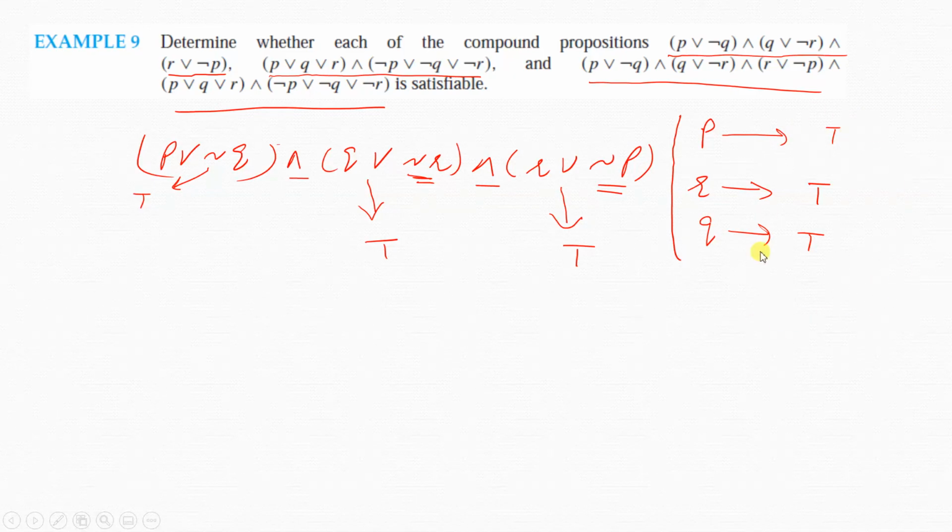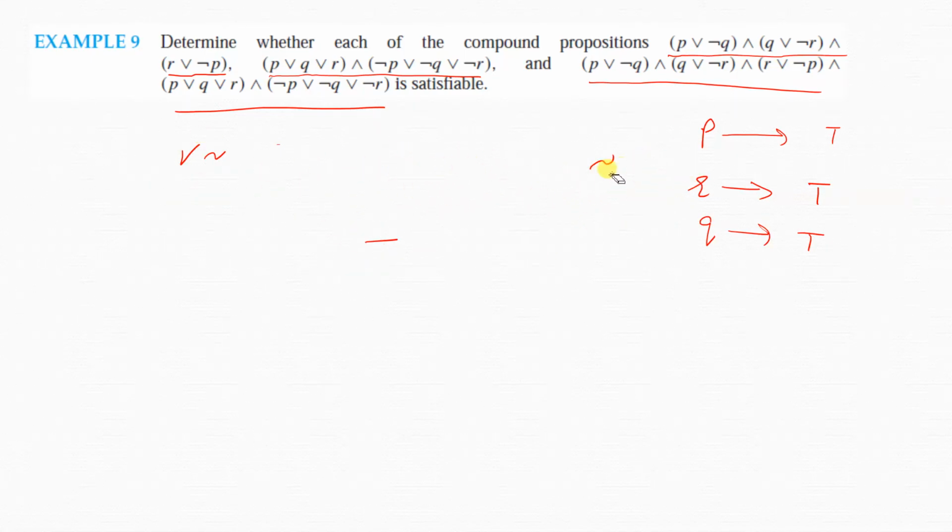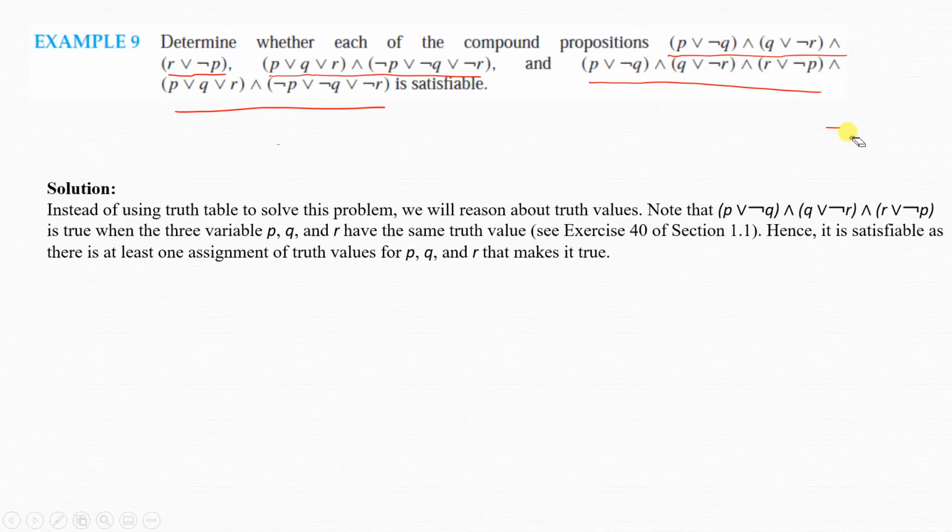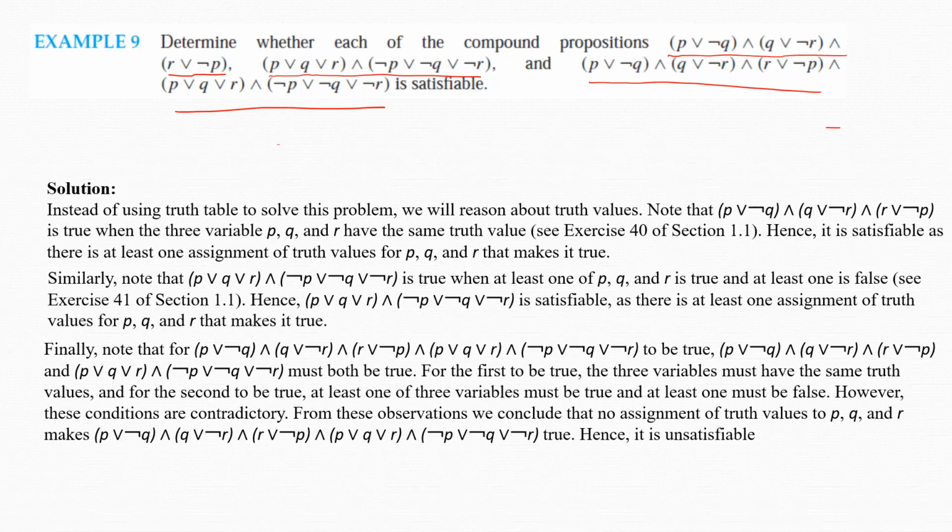So we are able to find a truth value for the variables for which this compound statement is true. It means this compound proposition is satisfiable. So similarly, we can check the second and third compound propositions as well. This part is actually solved in the book, so you will do it yourself.